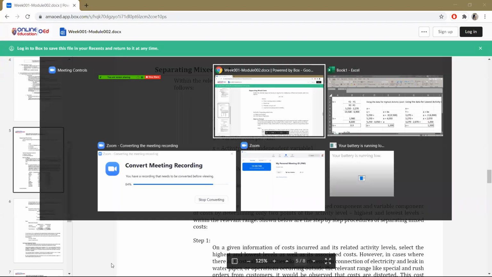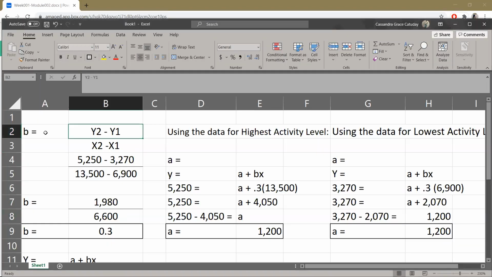That is how we do it, to get the variable cost component. So, divide it, we got 0.3. And then, after getting the variable cost, we need to get the fixed cost portion. To get the fixed cost portion, we substitute the values of the highest and lowest activity level into our formula. In this case, we substitute again the value 0.3 for the variable cost. Okay, so we got the value of A of 1,200.